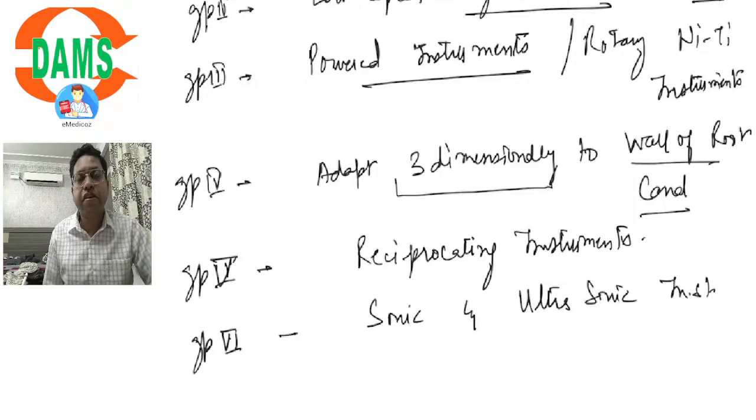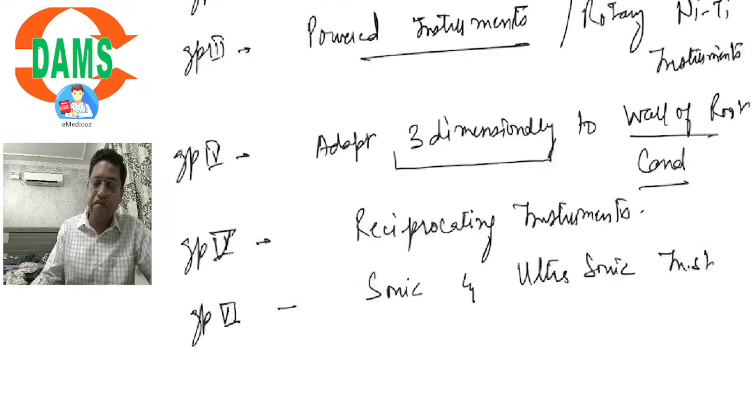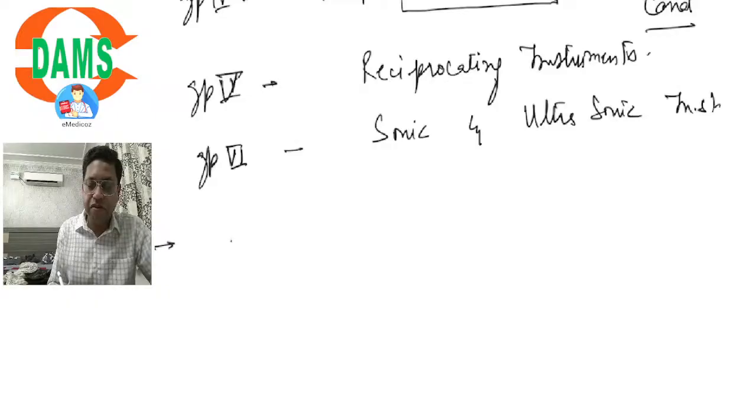And what is the method? The method of use is the method that we use for the classification. You can see from group 1 through group 6, each instrument is used in a different manner, from hand use to sonic and ultrasonic instruments. Now we'll talk about the details of these instruments.